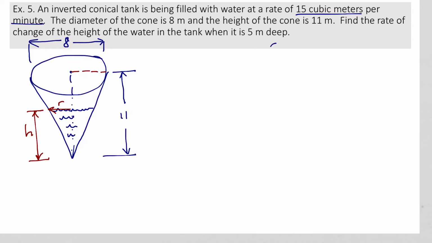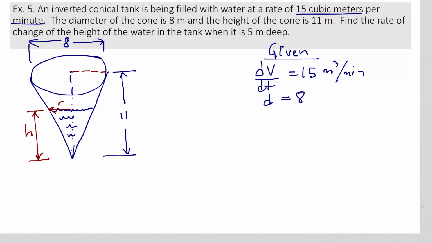So our given information is that the change in volume with respect to time, and that's what's meant by being filled with water, that's your volume, the volume of water, is 15 cubic meters per minute. All right, we also know that the diameter of the cone is 8. The height of the cone is 11. This is all in meters.